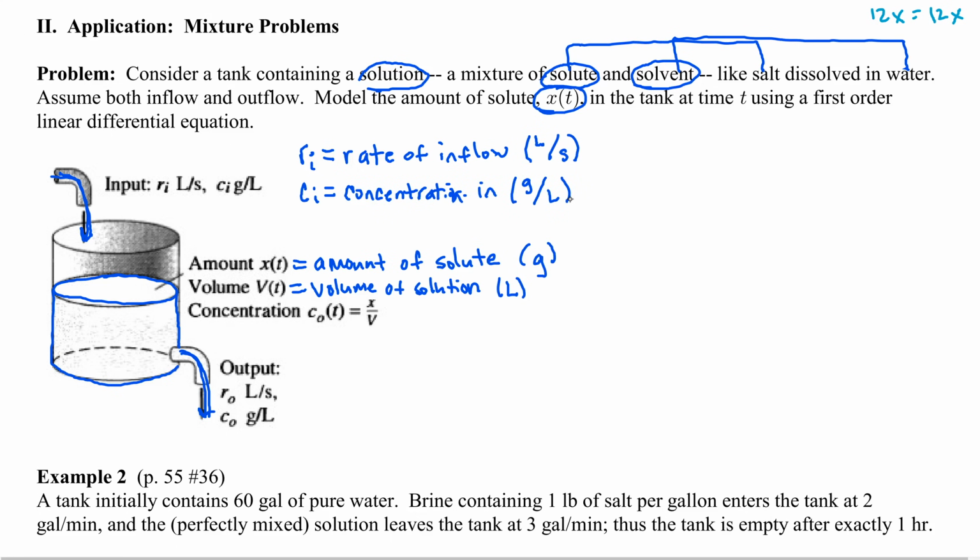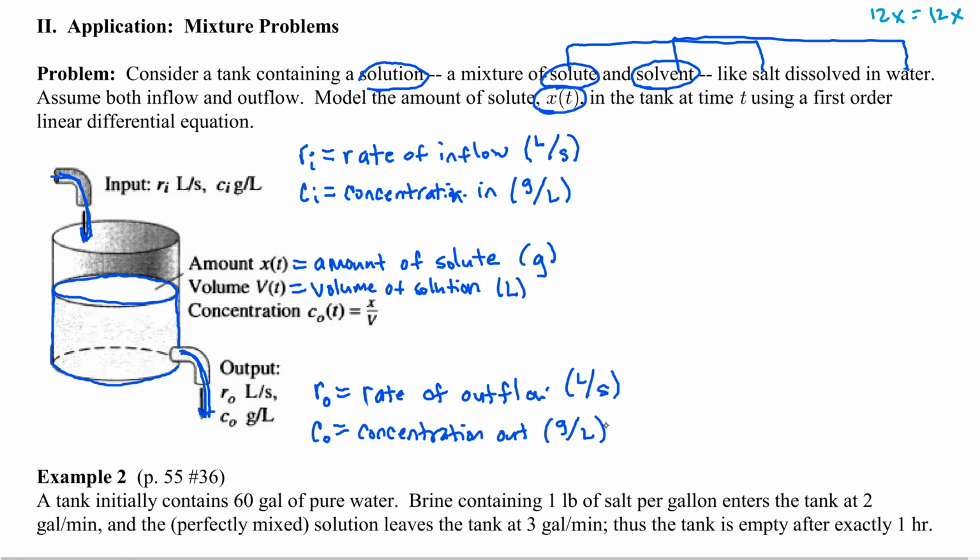These two aspects affect the outflow as well. R sub O, that's not R sub 0, but R sub O, represents the rate of outflow. How fast is it draining? That will be measured in, for example, liters per second. And we also have to consider what's the concentration out. C sub O is concentration out. That might be measured again in grams per liter.